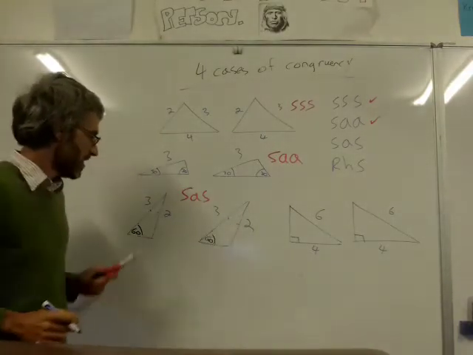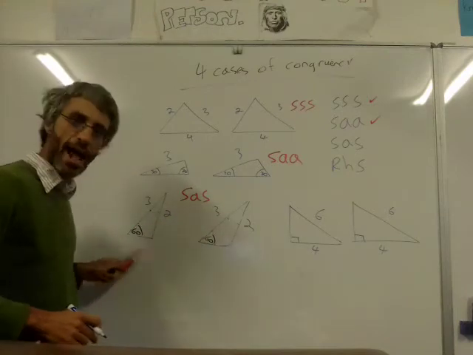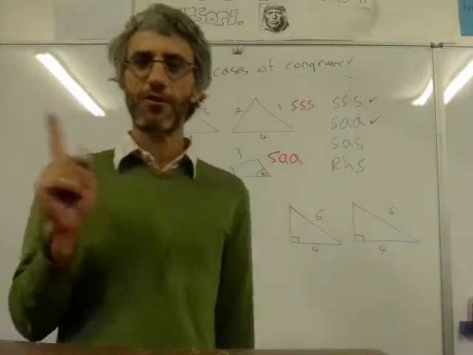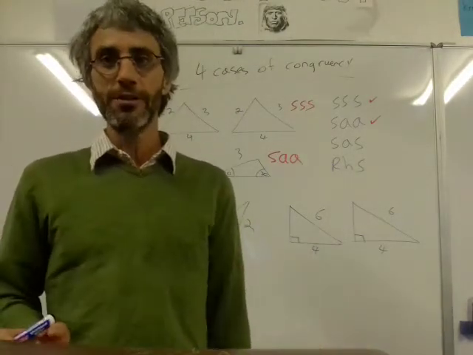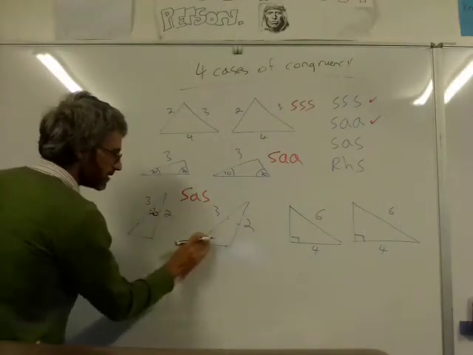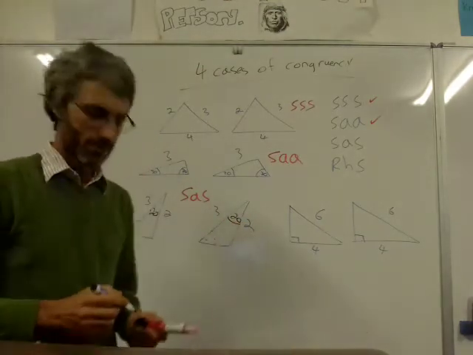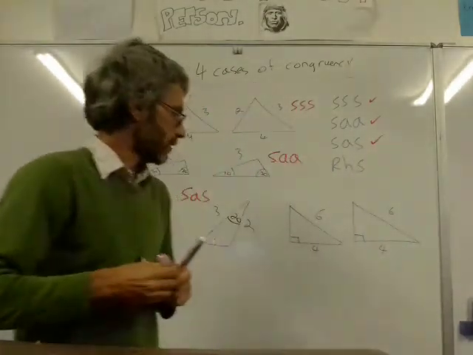If I have 2 triangles where 2 sides are the same and an angle which is not in between them, then we can't say for certain that they're congruent. They might be congruent, but we can't prove it. So it only works if the angle is in between. Okay? Then we can say SAS. Okay? So we've done that. Moving to the last triangle.